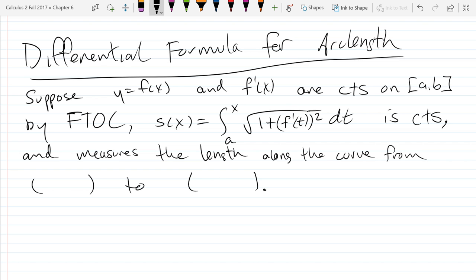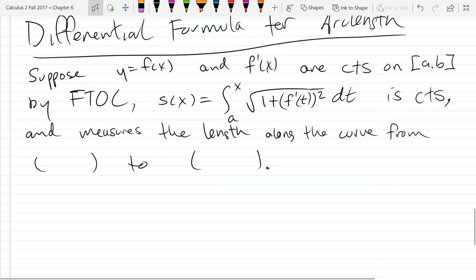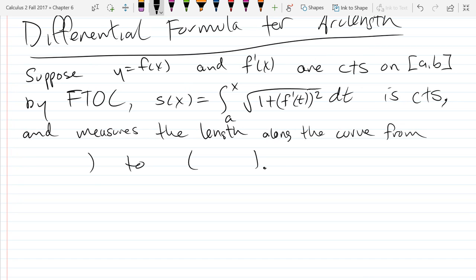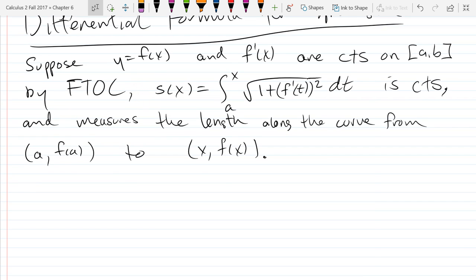Now these two points are kind of tricky to see. What is the initial point, both the x and the y value? So a will be the x coordinate. What is the y coordinate? F of a. What is the final coordinate? No, there's no b here. X, and what's the y coordinate? F of x. So it's going to go from some constant point to some other point. So in this case, x is b. Basically, yeah. And S of x is the arc length function.